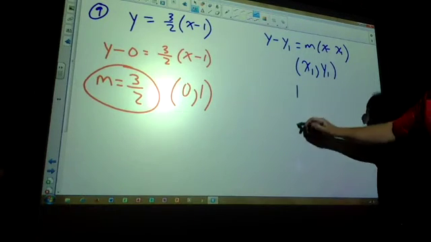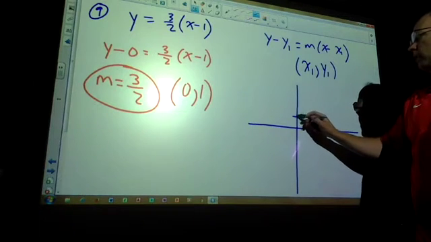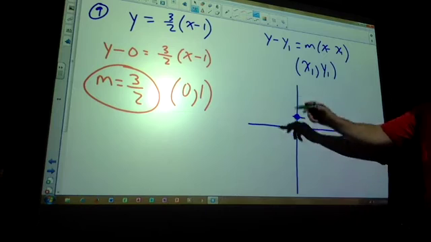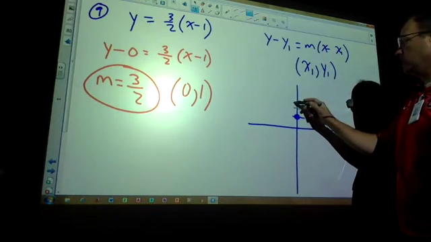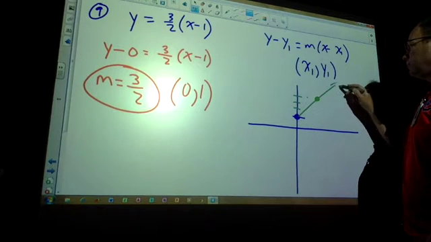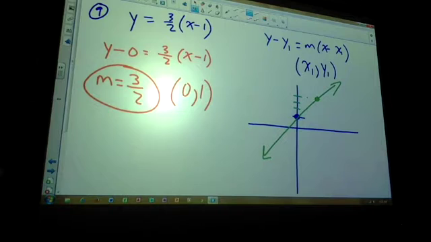Okay? So let me graph what this is. Okay, so I have 0 comma 1, which is right here. Up 3. And then from that point, I'm going to use my slope, and I'm going to go up 3 and over 2. Okay? What did I do wrong?